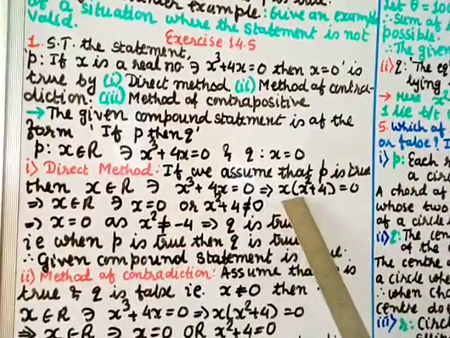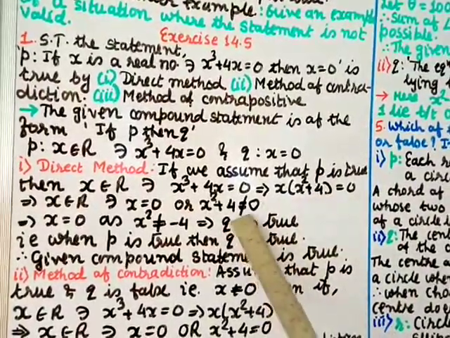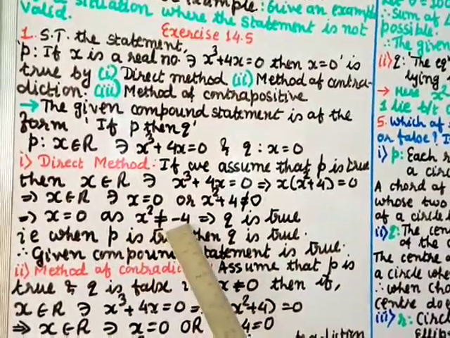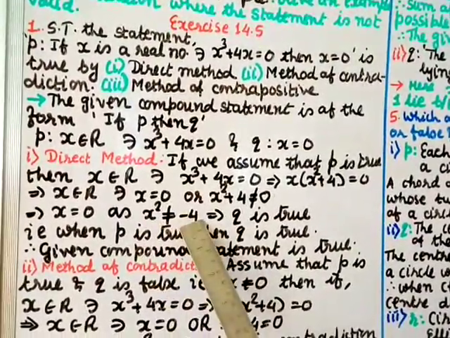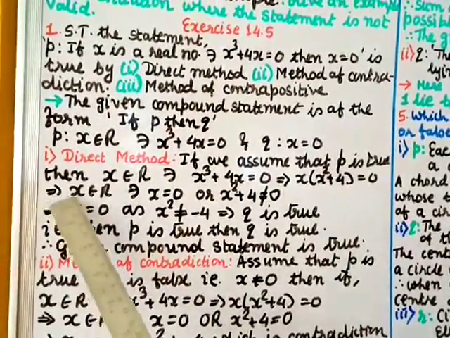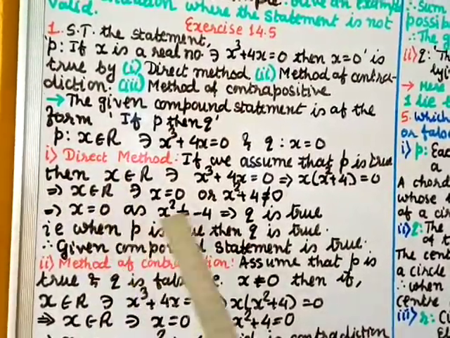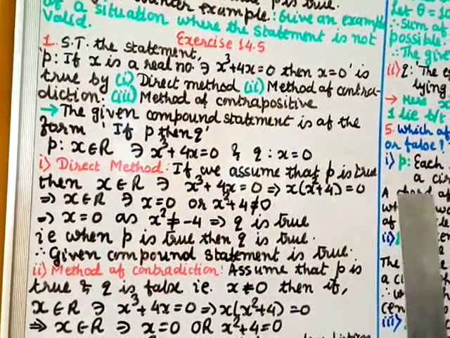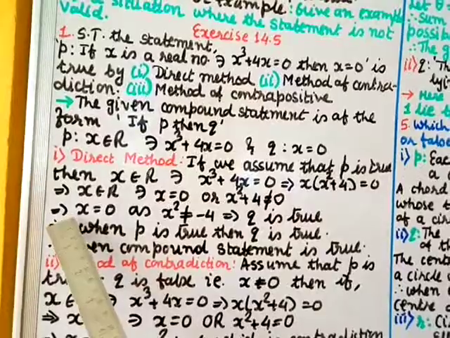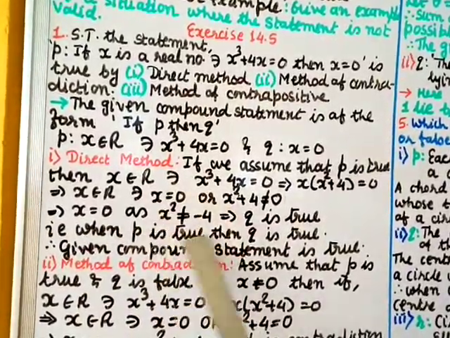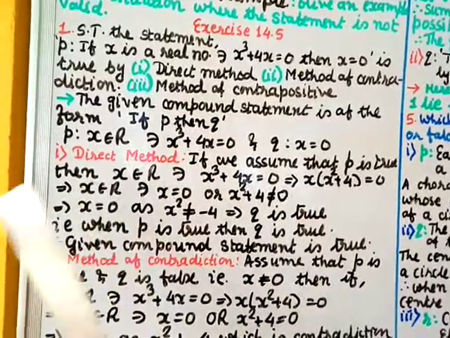But we know that x square plus 4 is not equal to 0. Why? Because if you transfer this over here it becomes minus 4, and the square of any negative number is not a real number. It is a complex number. And we are given that x belongs to R. Therefore x square plus 4 is not equal to 0. Right? So we can say that x is equal to 0, as x square is not equal to minus 4. We cannot take this because we are given x is a real number.